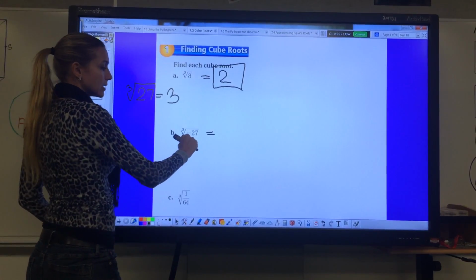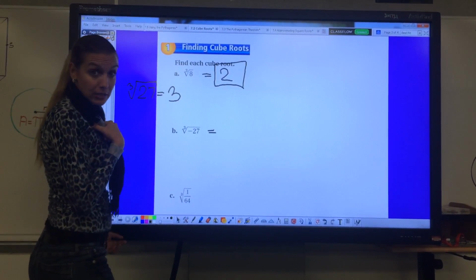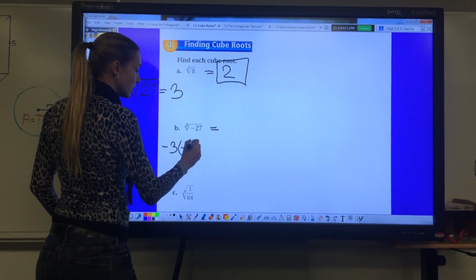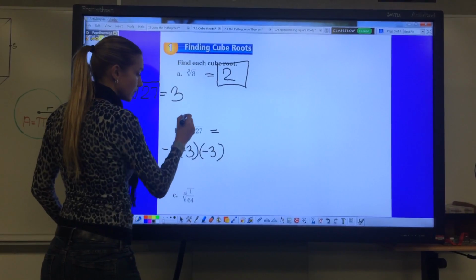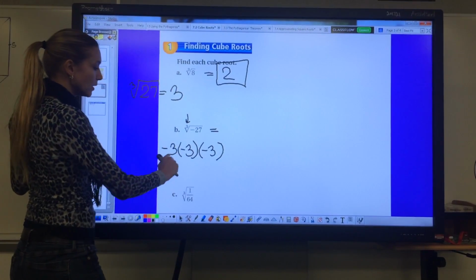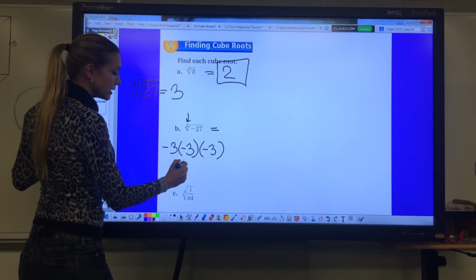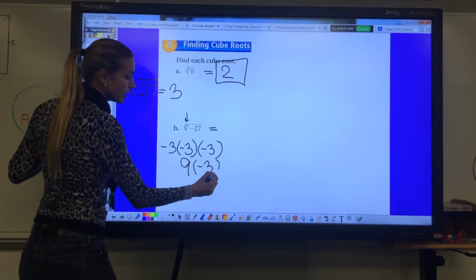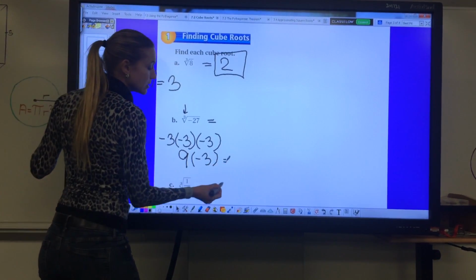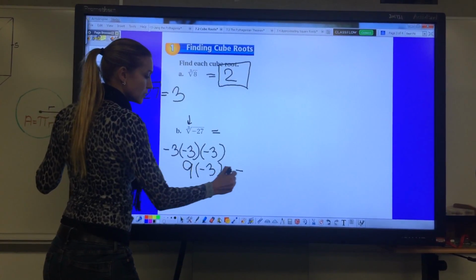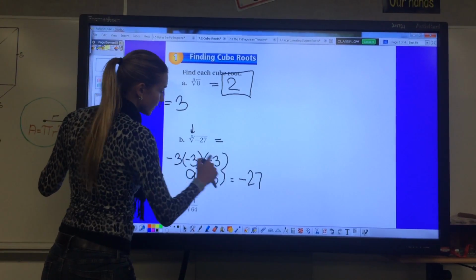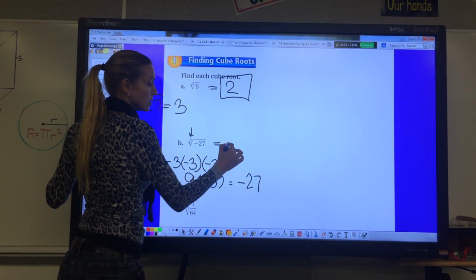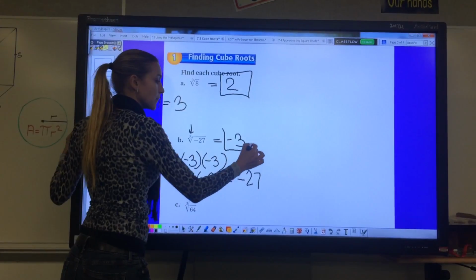Now, this is a negative, so I'm thinking right now it could be negative 3. I'm going to just check it. Negative 3 times negative 3 times negative 3, right? Negative 3 times negative 3 is positive 9. I still have to multiply it by a negative 3. Positive times negative is negative, and 9 times 3 is 27. Negative 27, isn't that radical, right? So the cube root of negative 27 indeed is negative 3.